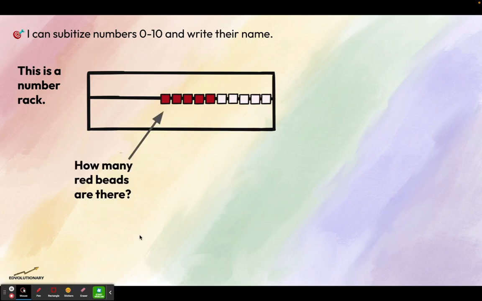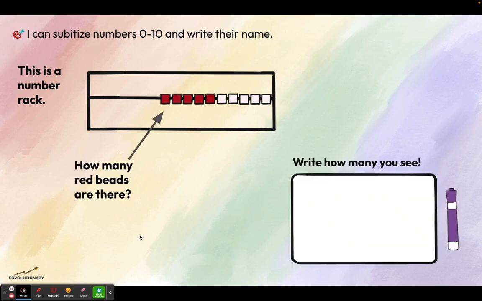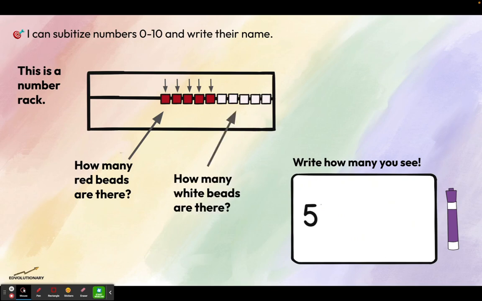How many red beads are there? Let's rate how many you see. You can give kids a chance, or you can immediately go to let's count. 1, 2, 3, 4, 5. Now you rate it. There's 5. How many white beads are there? Let's count. 1, 2, 3, 4, 5. Can you write 5?